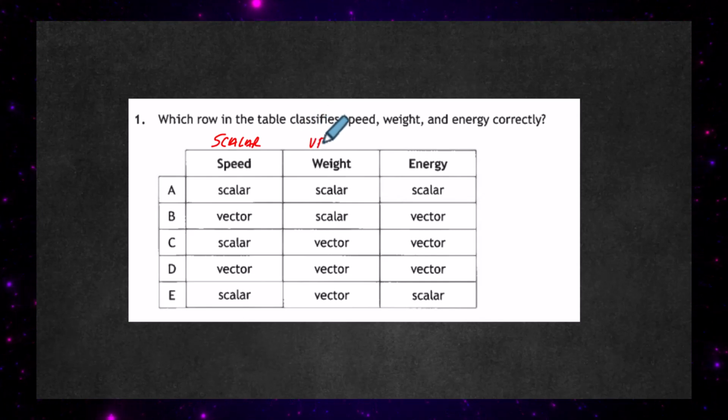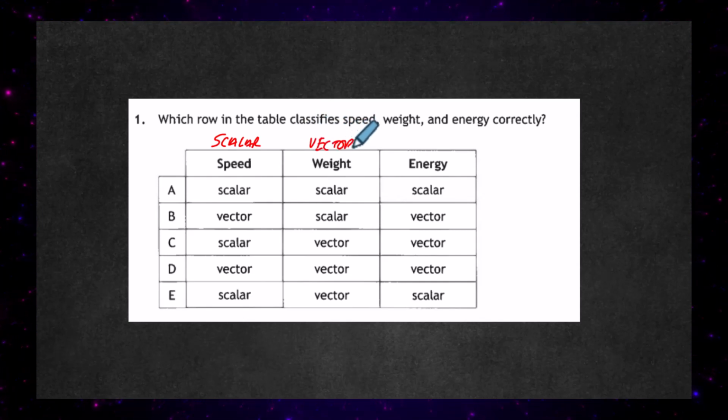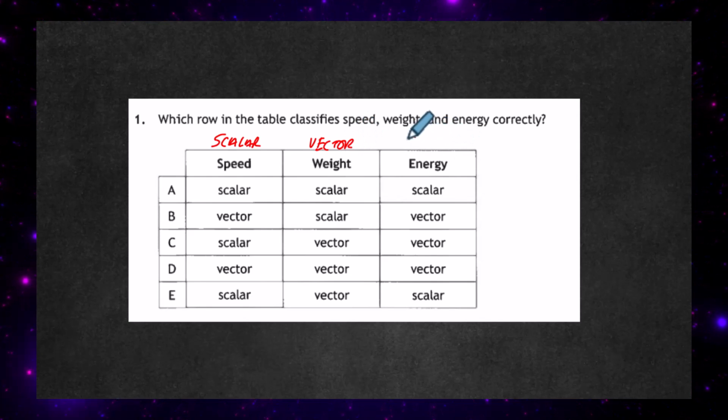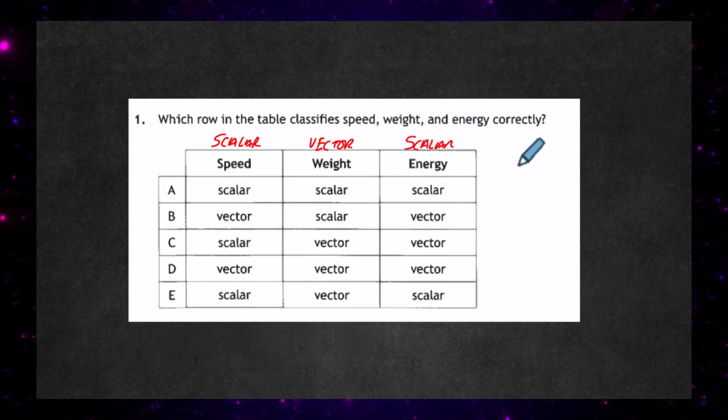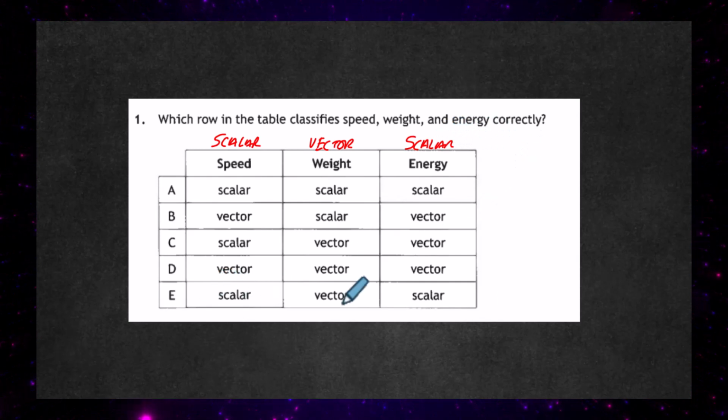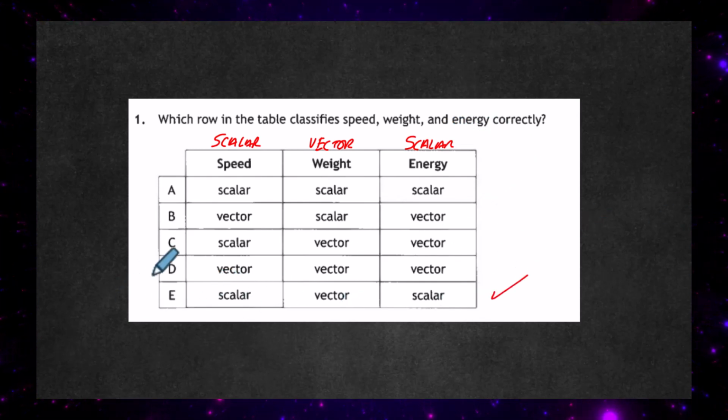vectors, so we've got a vector for weight. And finally, energy is a scalar. All energy is a scalar. So looking for scalar, vector and scalar, vector and scalar, the answer is E.